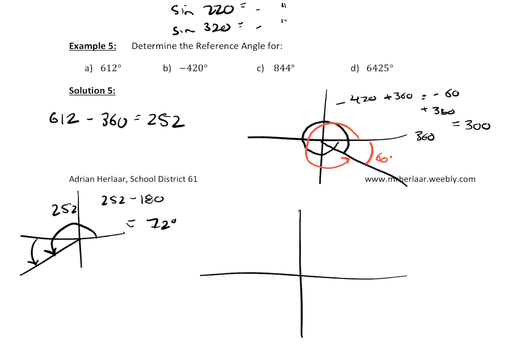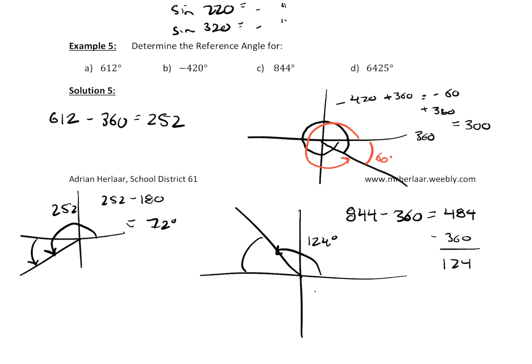If we look at 844, how many full rotations have I got? I'm not going to draw all those down. 844 minus 360 is 484. Not far enough, I have to go down another full rotation. So minus another 360 is 124 degrees. Where is that? That's in this quadrant, so this is 124 degrees. How do I get this? Well, 180 minus 124. You get your reference angle of 56 degrees.